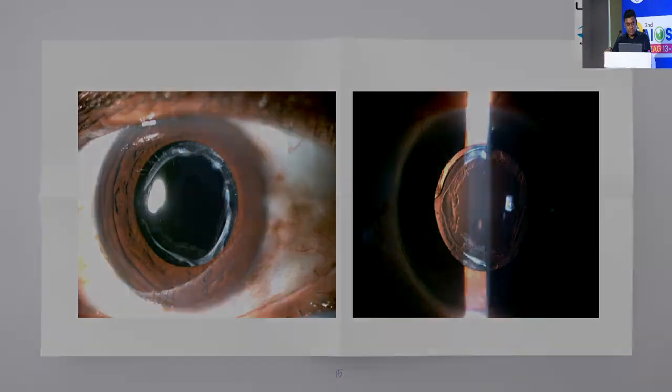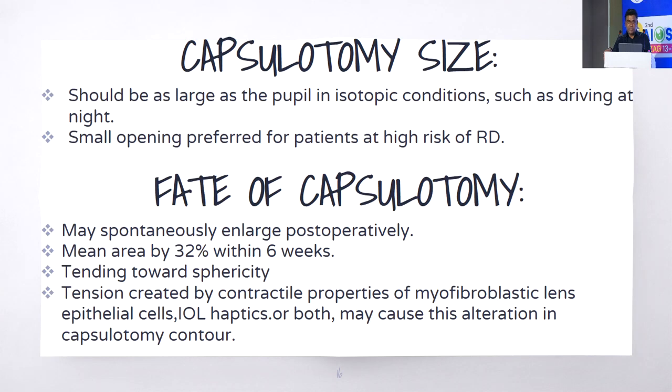Yes, this is how it appears. So the capsulotomy size, again, should be as large as the pupil in the photopic condition. With the availability of new premium IOLs, if the patients have had trifocal lenses, make sure that the diameter is at least between 4 to 4.5 millimeters.